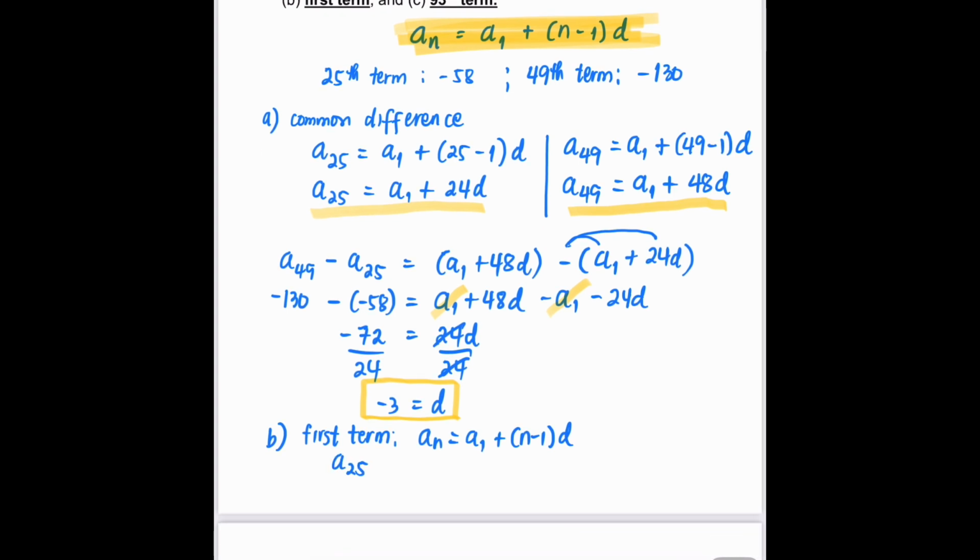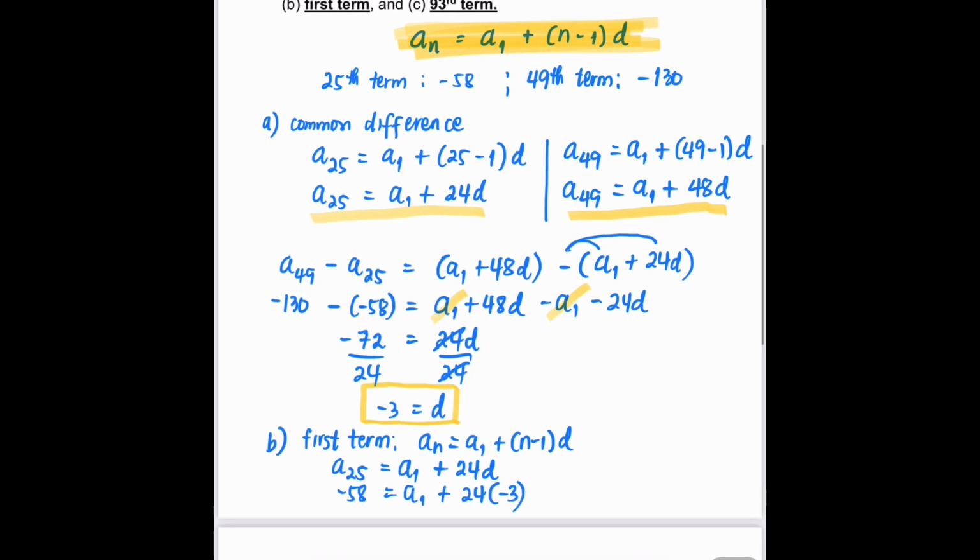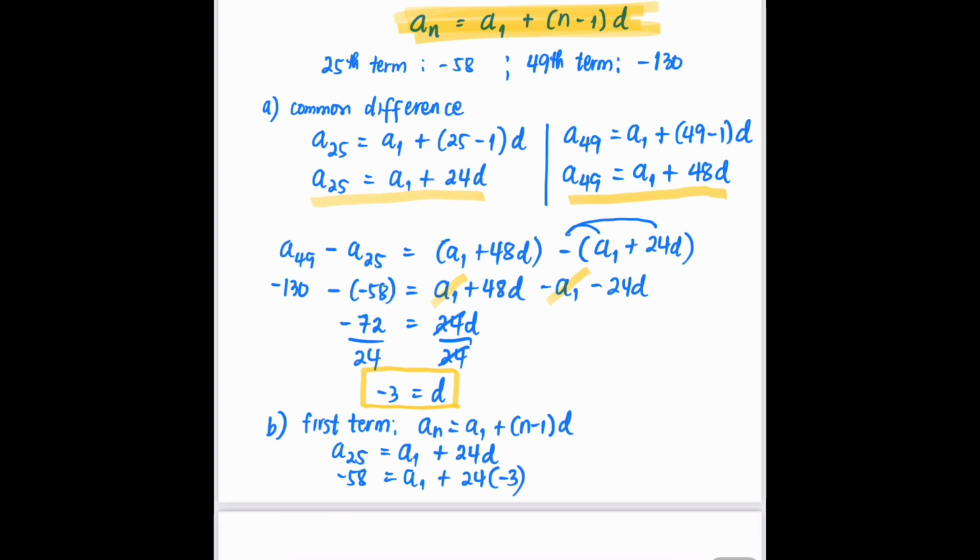So a sub 25 equals a sub 1, which is the first term, so that's what we're looking for, plus 24d. I simply copied it from here because that's the equation for the 25th term. And we simply substitute the values. So a sub 25, or the 25th term, is negative 58 equals a sub 1 plus 24 and d, or the common difference, is negative 3. So times negative 3. So we simplify. All right, so negative 58 equals a sub 1, and 24 times negative 3 is negative 72.